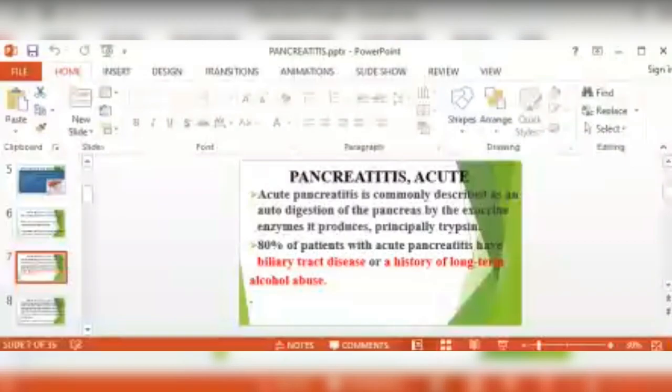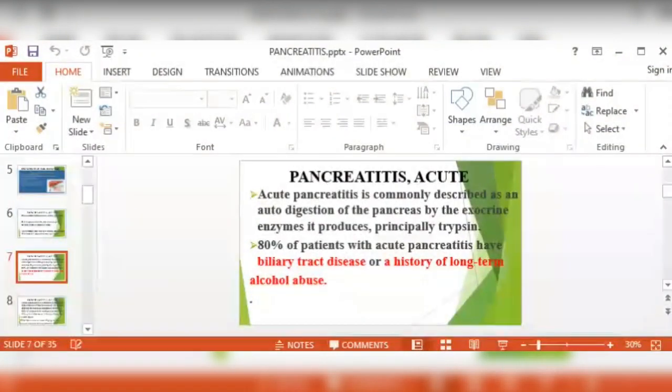And then acute pancreatitis is commonly described as an autodigestion of the pancreas by the exocrine enzymes it produces, primarily the trypsin. So we will look at the pathophysiology of pancreatitis, and then you would know how pancreatitis occurs. So 80% of patients with acute pancreatitis have biliary tract disease. When you say the biliary tract disease, it's also a group of conditions that we have.